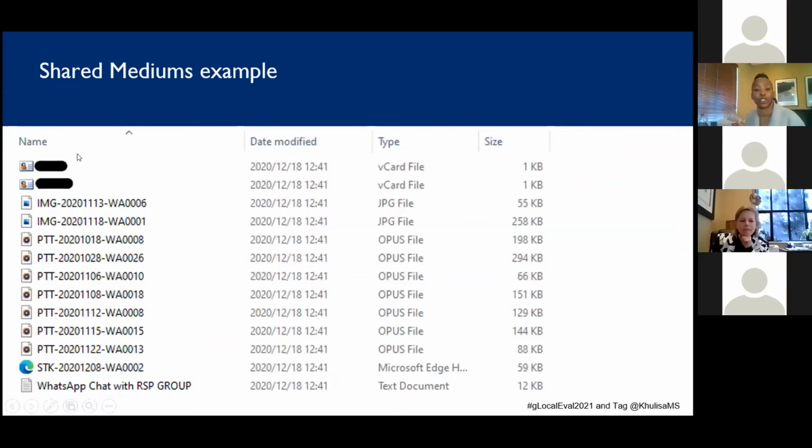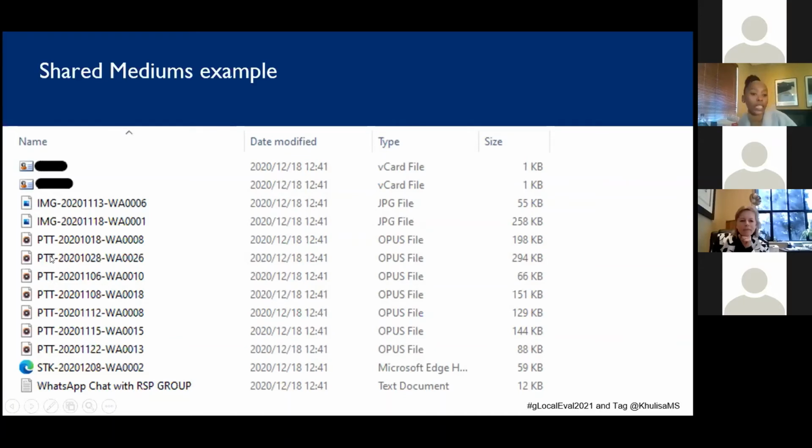So as I mentioned, with your .vcf files, you'll always see the type here, right? In the third column, the icon will be there and it'll say .vcf. And then your images, your img files, right? Your JPEG files will always be there.